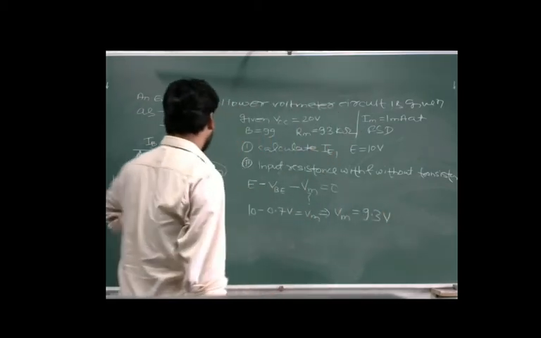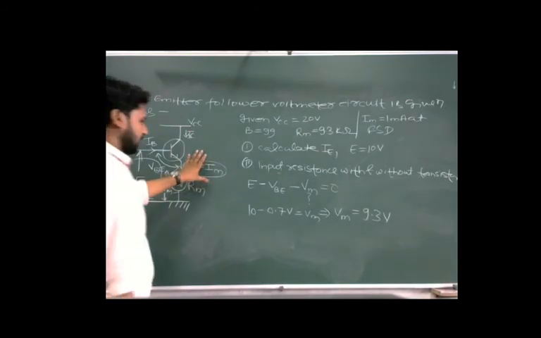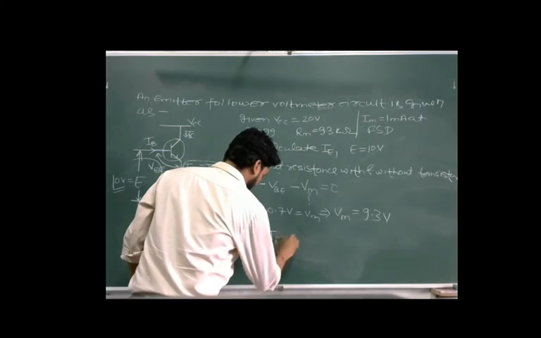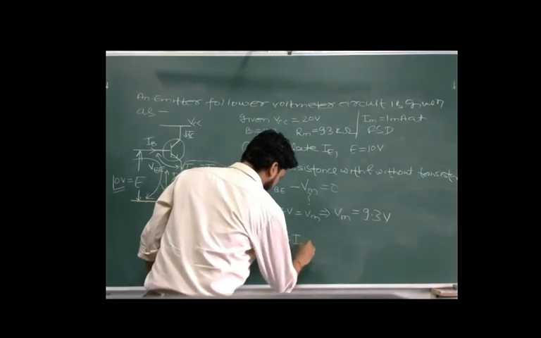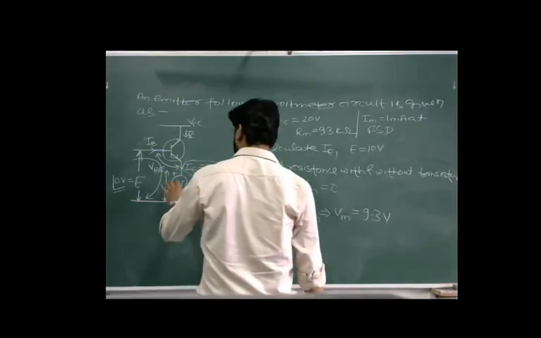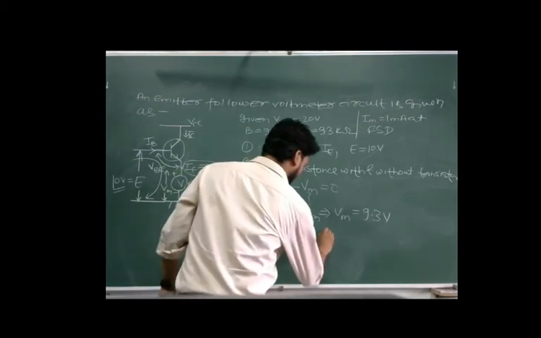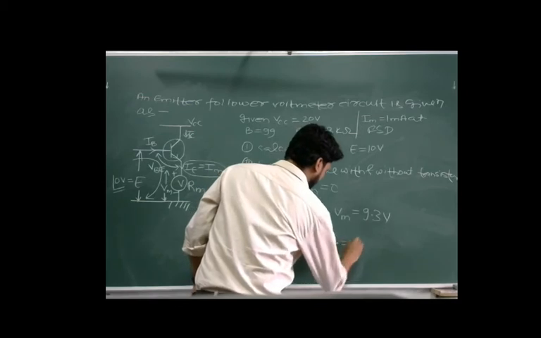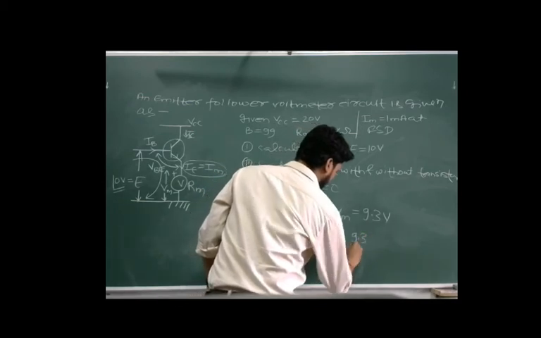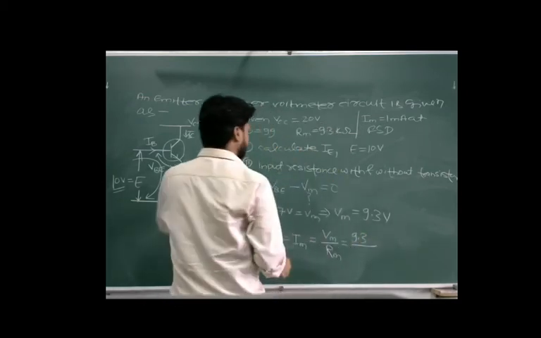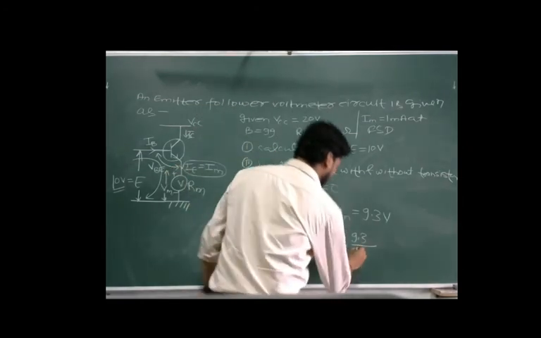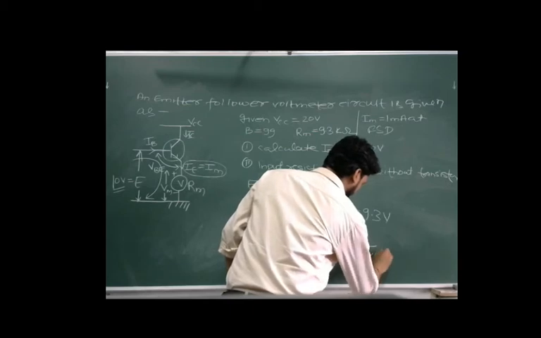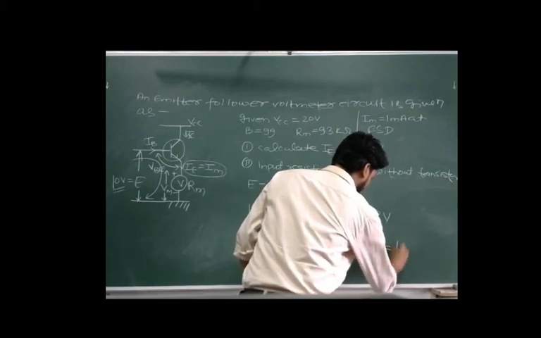We have to calculate this current. We will get IE is equal to Im is equal to Vm by Rm. Vm is 9.3 volt upon Rm is 9.3 into 10 power 3 ohm. It is 1 milliampere.